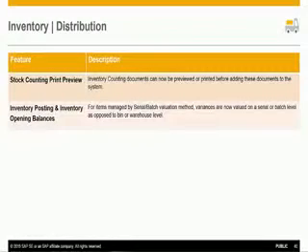Last but not least, inventory accounting documents can now be previewed or printed before adding these documents to the system. And we've also made updates to inventory posting and inventory opening balances. For items managed by serial or batch valuation method, variances are now valued on a serial or batch level as opposed to bin or warehouse level.